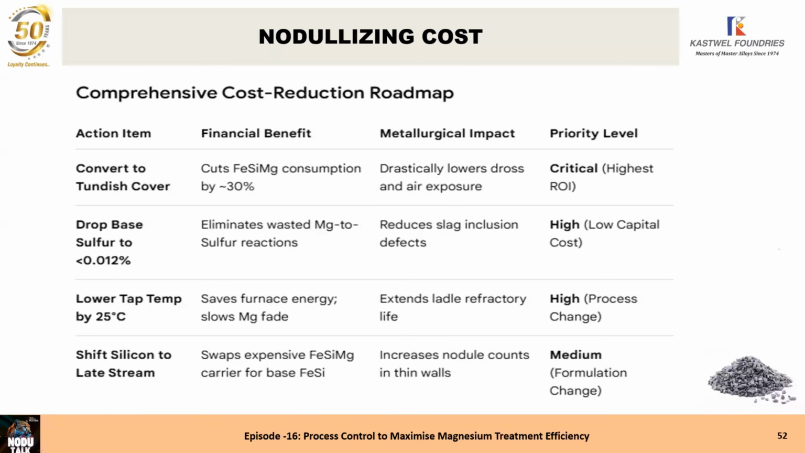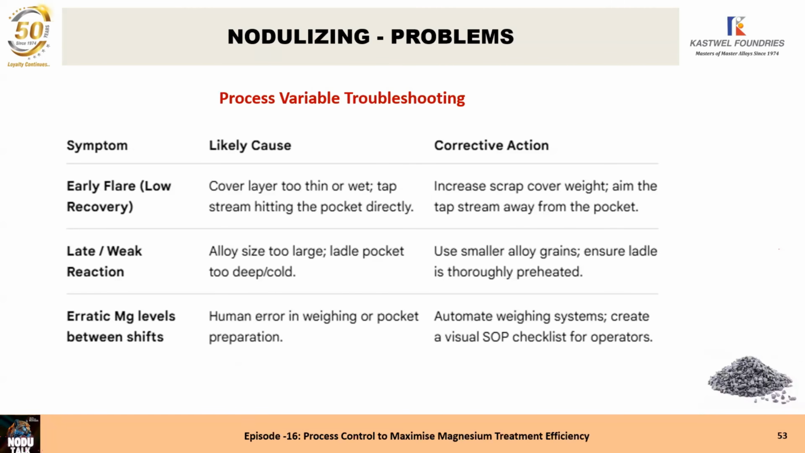Lower tap temperature by 25 degrees. Saves furnace energy, slows magnesium fade. It extends ladle refractory life. It's a high priority material. There's a process change involved. Shifts silicon to late stream inoculation. Swaps the expensive ferrosilicon magnesium carrier for base ferrosilicon. Increases nodule counts in thin walls. And medium priority, process variable troubleshooting.